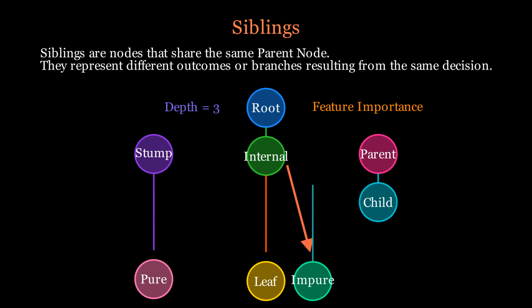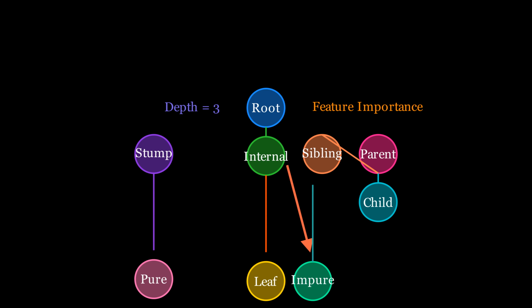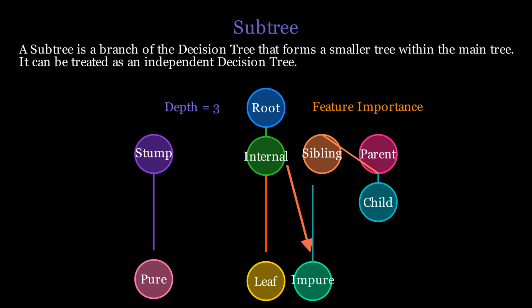Siblings. Siblings are nodes that share the same parent node. They represent different outcomes or branches resulting from the same decision. Subtree. A subtree is a branch of the decision tree that forms a smaller tree within the main tree. It can be treated as an independent decision tree.